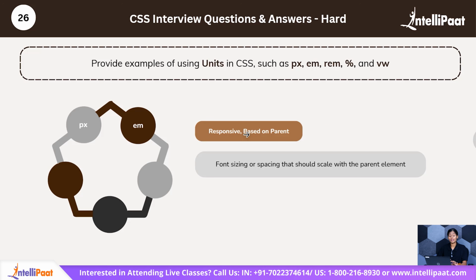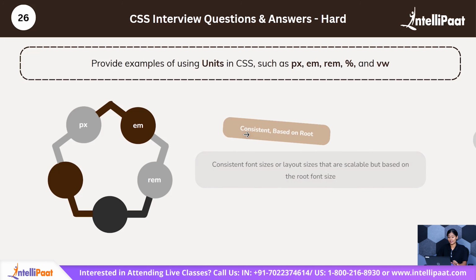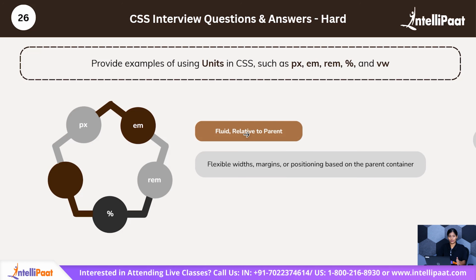Next you have em. Em is responsive, and it's always based on the parent element. So for font sizing or spacing that should scale with the parent elements, you use em. Then next you have rem, or the root em. This is for consistent font sizes or layout sizes that are scalable, but based on the root font size. So there should be a root font size that you're using, and based on that the rem works.